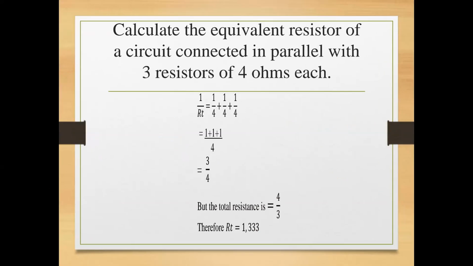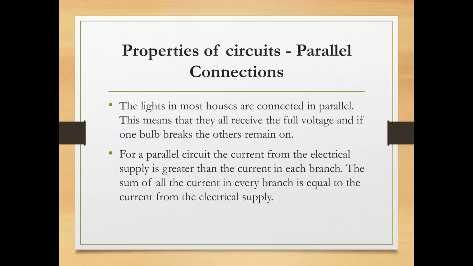Now, let's go on to the next properties of circuits. Now we're talking about the properties of what? Parallel circuits. Those are the ones that we are concentrating on. The lights in most houses are connected in parallel. Have you realized that if one bulb at your home is not working, the other ones are working in the house, but they are all powered from the main switch? That's a parallel connection, right?